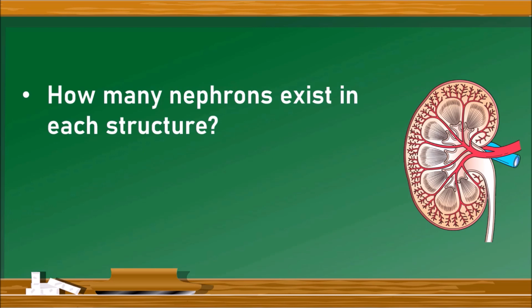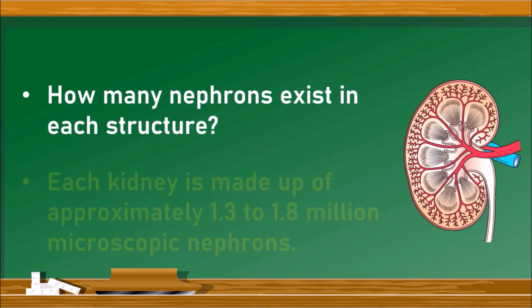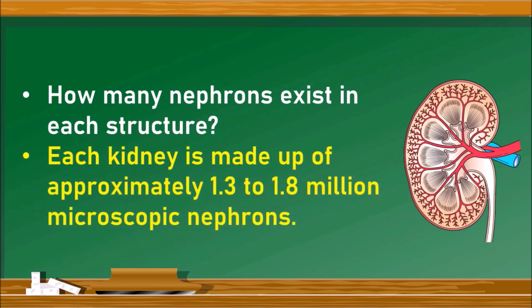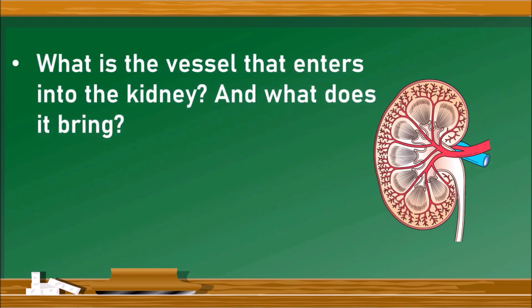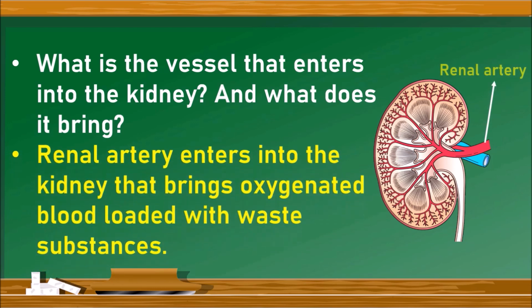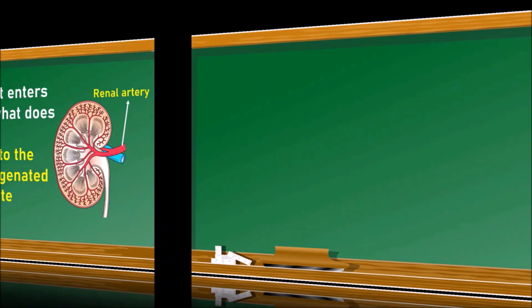Next question. How many nephrons exist in each structure? Or this question may also be asked as, what is this structure made up of basically? So each kidney is made up of approximately 1.3 to 1.8 million microscopic nephrons. Next question. What is the vessel that enters into the kidney and what does it bring? So when labeling, I have already said that the blood vessel which enters into the kidney is the renal artery. This renal artery brings oxygenated blood along with the waste substances collected from different parts of the body.